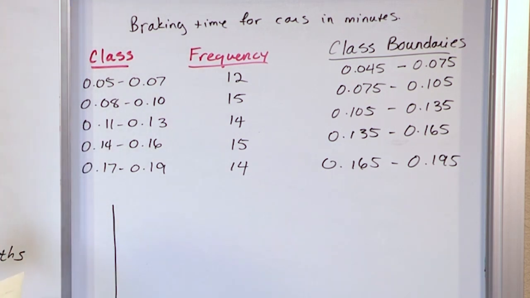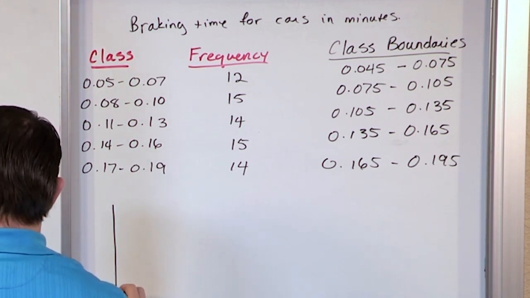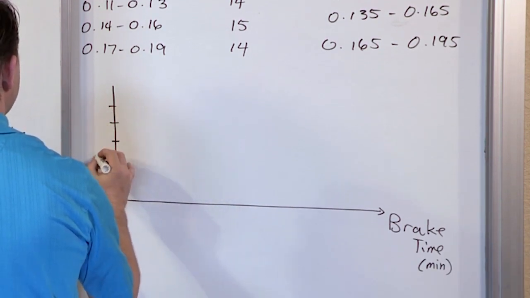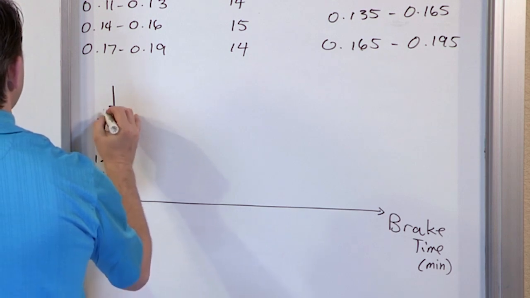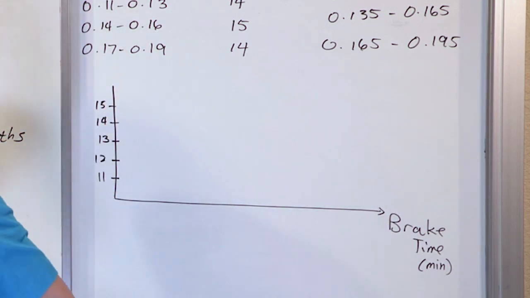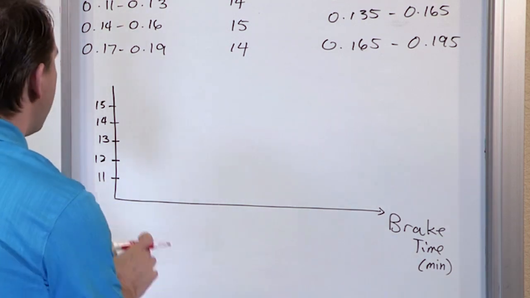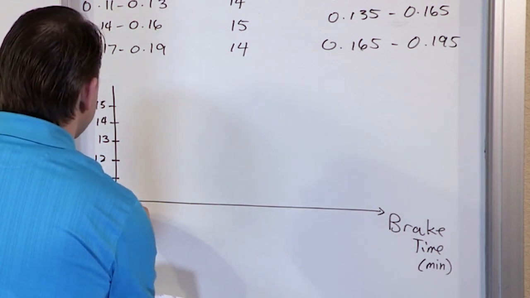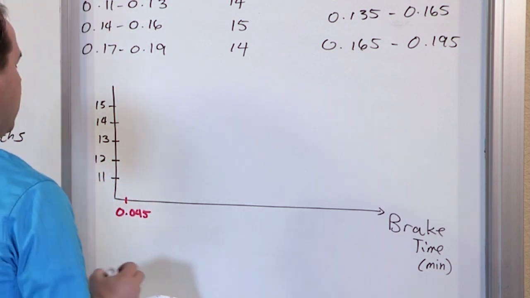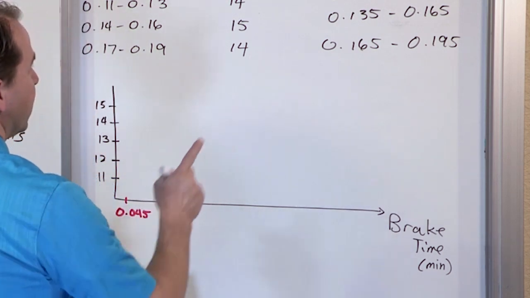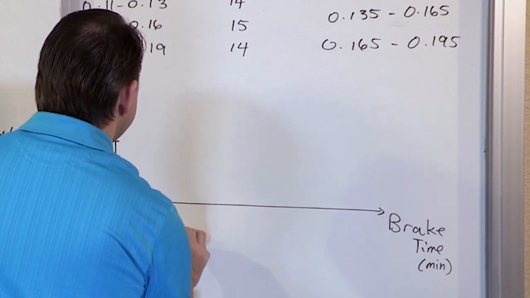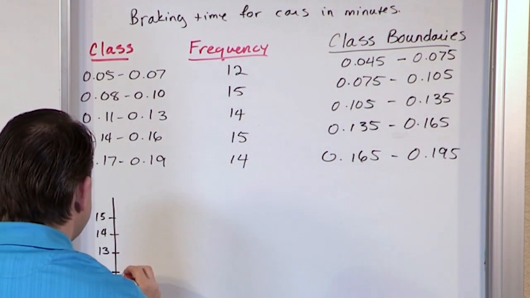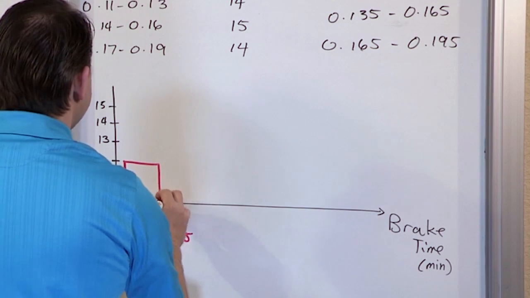All right, so here's our histogram. Let's just draw some stuff here. We'll go, this is 11, 12, 13, 14, 15, something like this. And then for our classes, on the bottom we have to use the class boundaries. So what we have is 0.045. And this one, just to make it easier to read, I'm going to write it down here, 0.075. So in this class, between these class boundaries, I have 12 cars that actually break there. So I'm going to write that like that.